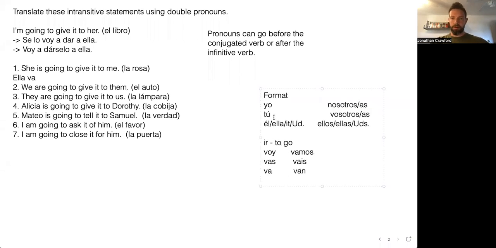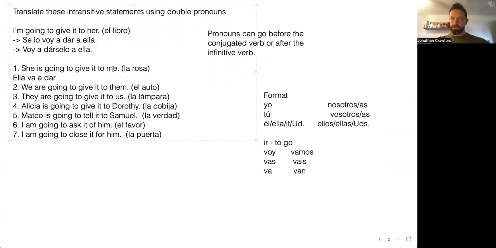All right, so there they are. Voy means I go. Va is going to be for she: ella, ella va. So ella va, and we always use the preposition a after the verb ir. So va a, and then it's give: dar. Ella va a dar.